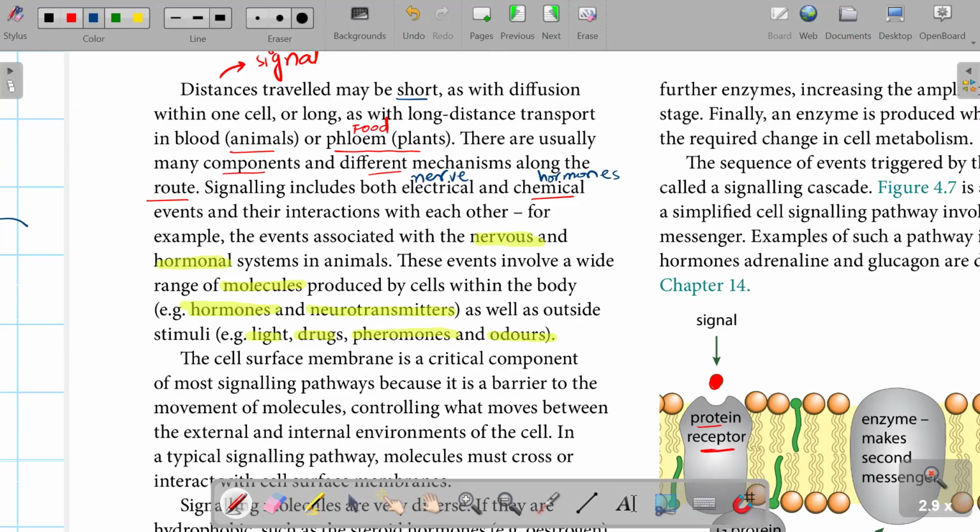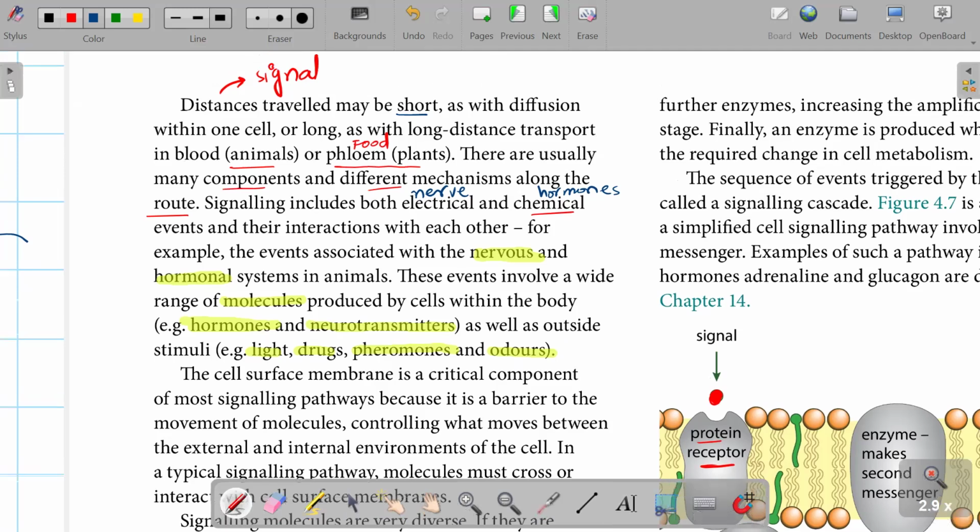And the hormonal response is received by the hormones, and the electrical response is received by the neurons. What about the distance?